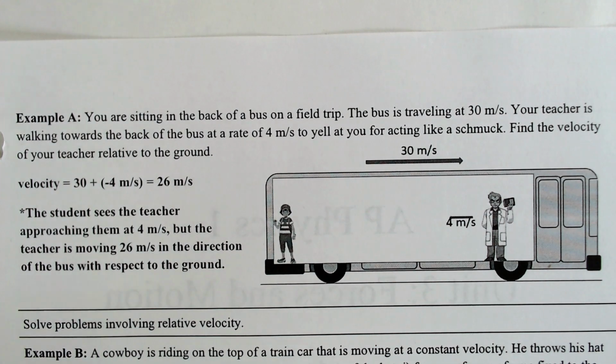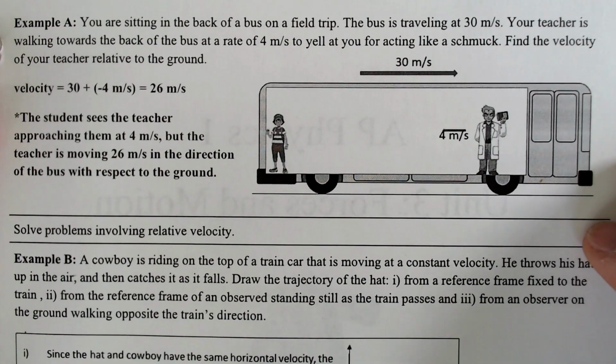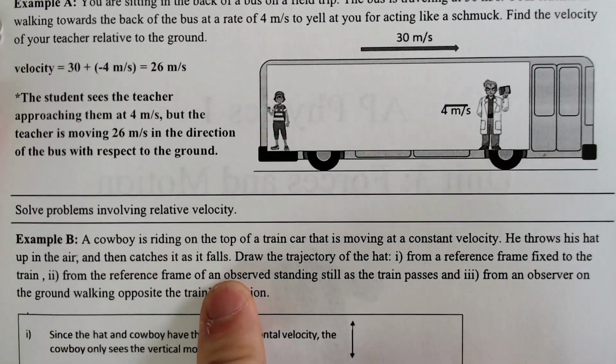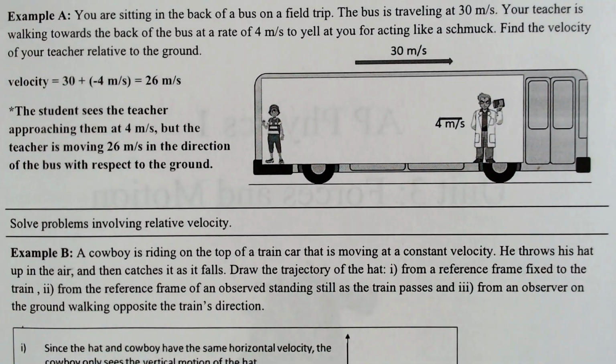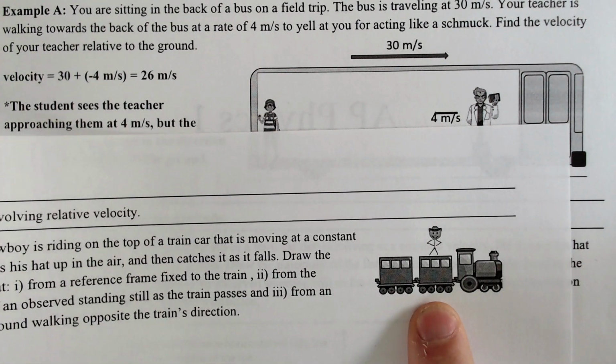Next example. A cowboy is riding on top of a train. So this can be similar to a train here. And it is moving. I got a better, cool little picture on the other page.